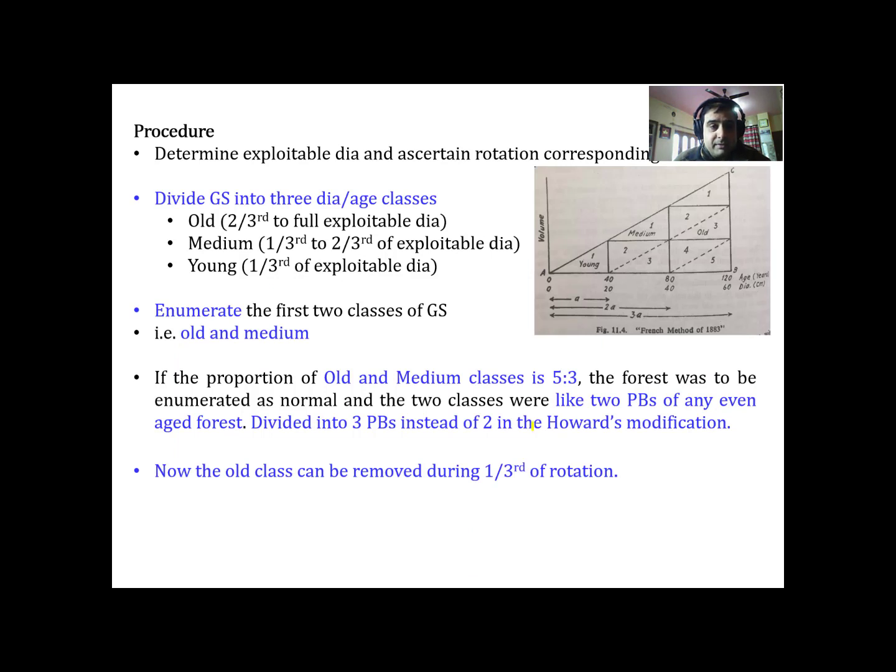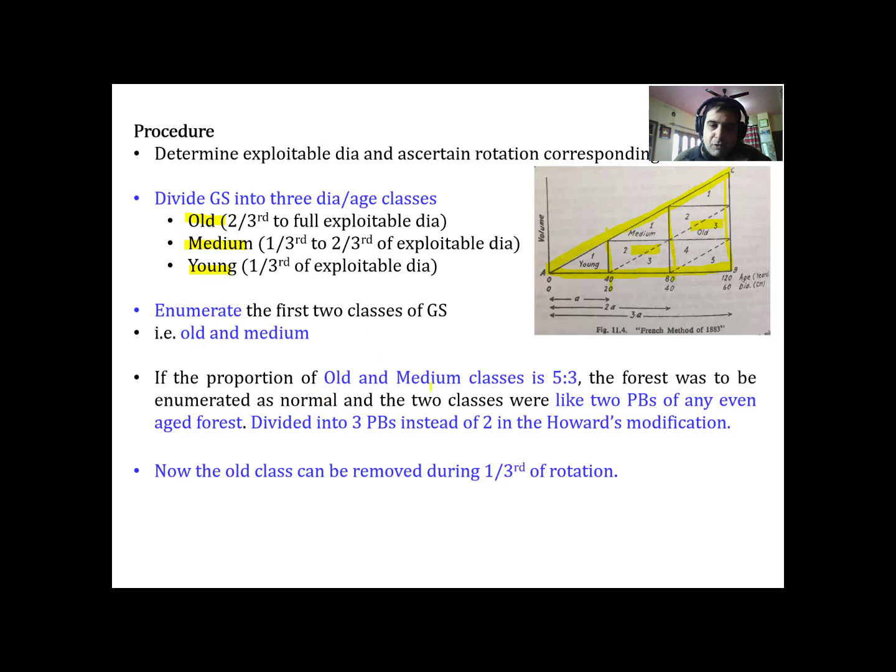Now what is the procedure? The procedure is you have to divide the entire growing stock into 1, 2 and 3 diameter classes, that is old, medium and young. Now we have to enumerate the first two classes, old and medium. We have to enumerate this one and we have to enumerate this class. So we are doing enumeration from old up to the medium class.